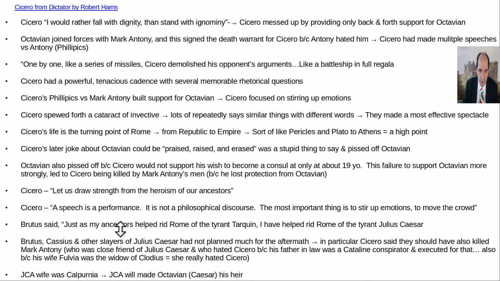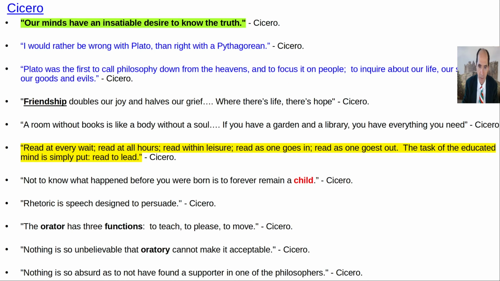Brutus made a speech. He said, just as my ancestors helped rid Rome of the tyrant Tarquin, I have helped rid Rome of the tyrant Julius Caesar. Okay? And after Cassius and Brutus and the others had slain Julius Caesar, they really didn't plan well for the aftermath. And Mark Antony rose to power, and he ended up killing Cicero, which was kind of sad.